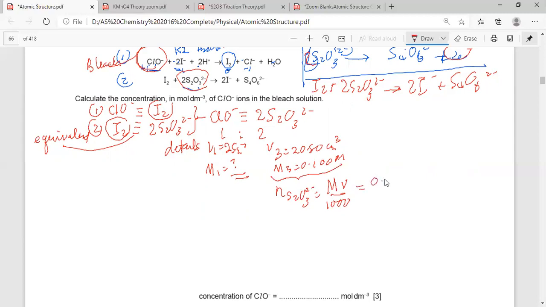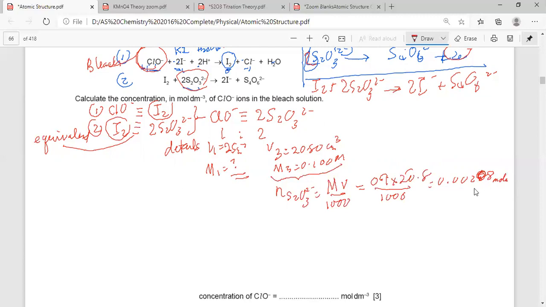0.1 times 20.8 over 1,000. Here move 1, then here move 3. 1, 2, 3. It's equal to 0.0028. Oh, sorry. So easy to make mistakes. Okay, so it's equal to 0.0080 moles.